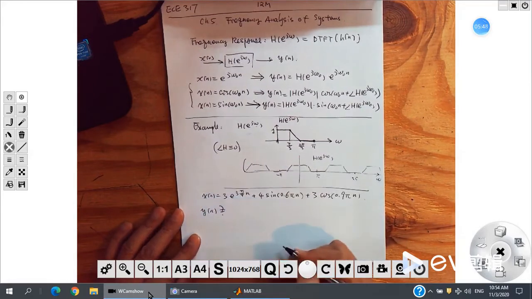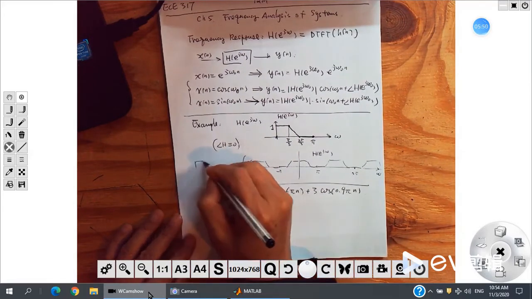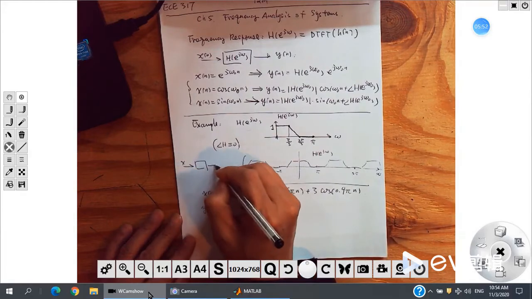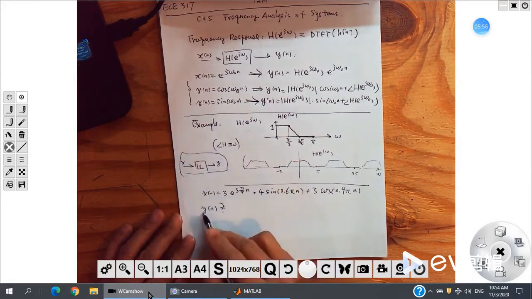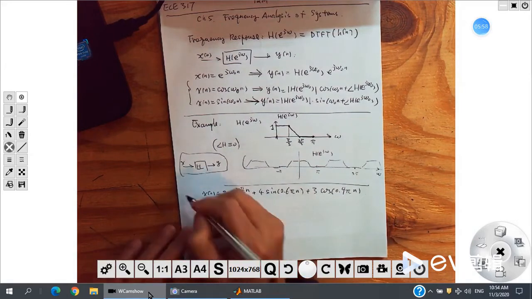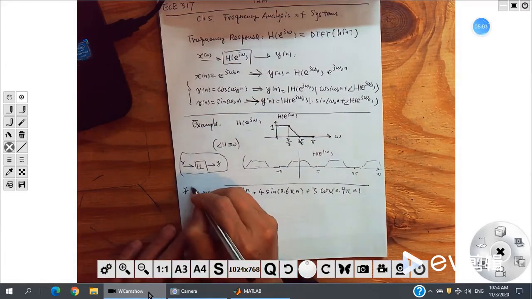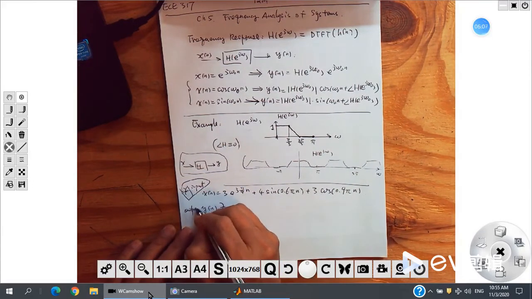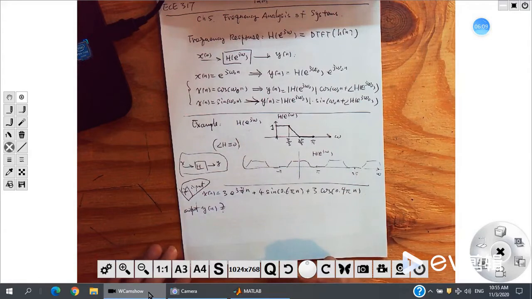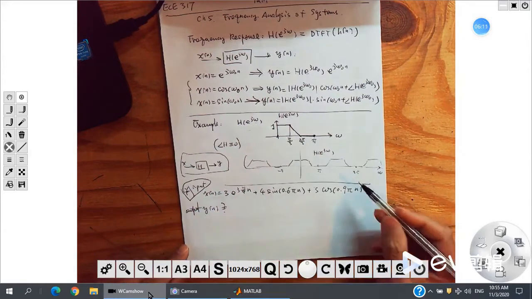What is the output? Use x as input, y is output, here's H, right? So if the input is this, then the output equals what? Okay, now you can just look at it.